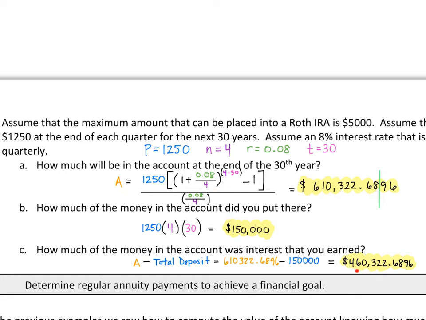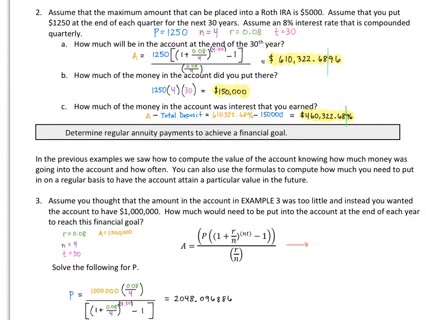So you can see you can earn a lot of money just by investing it properly. We earned $460,322 and some change, 68 cents. Again, we would cut that off after the second decimal. So invest, invest, invest.